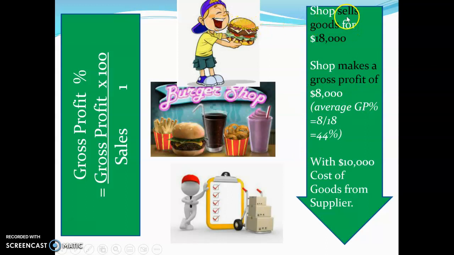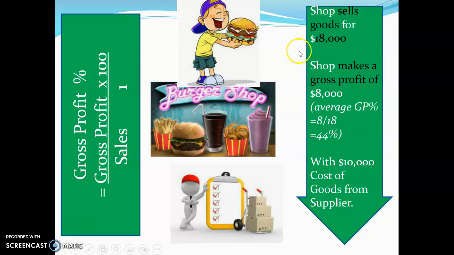The customer buys a good for $18,000. That's all the customer pays. And the shop makes a gross profit of $8,000 of that. So 8,000 gross profit over 18,000, the sales price, is a 44% gross profit percentage. And $10,000 will go back to the supplier.